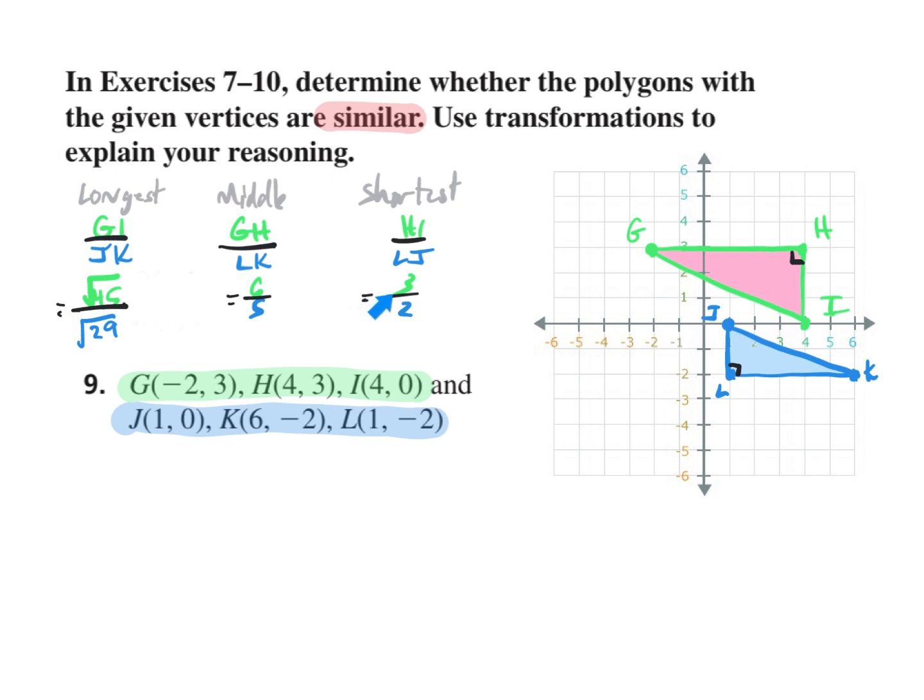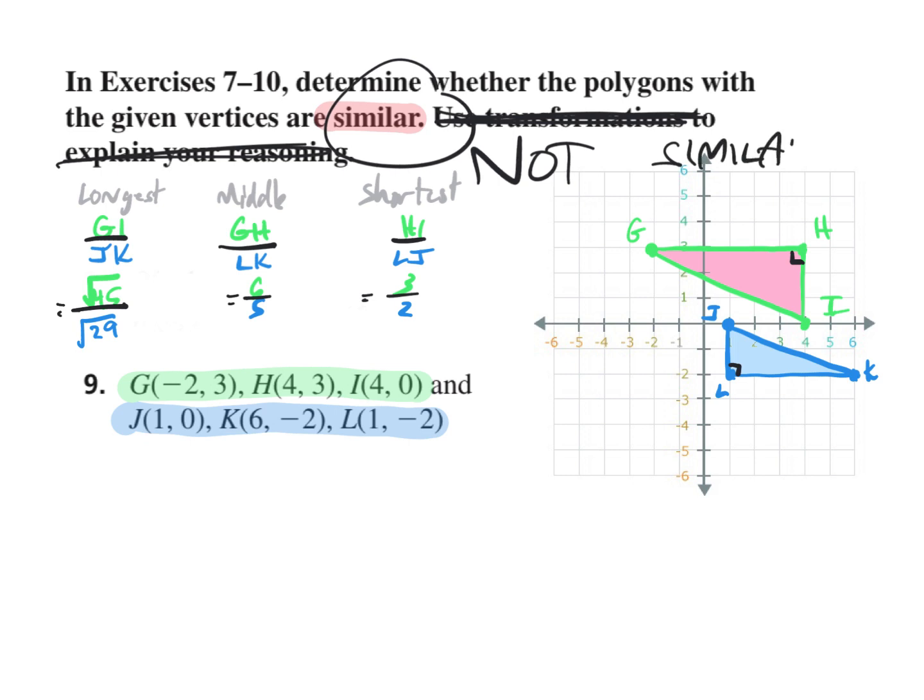longer. So these are not going to be the same shape, and we don't have to do anything with transformations, because if the answer was no, and the answer is no, they're not similar, then we don't need to do any transformations to explain our reasoning.